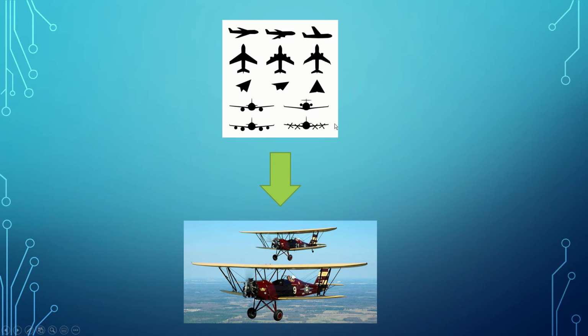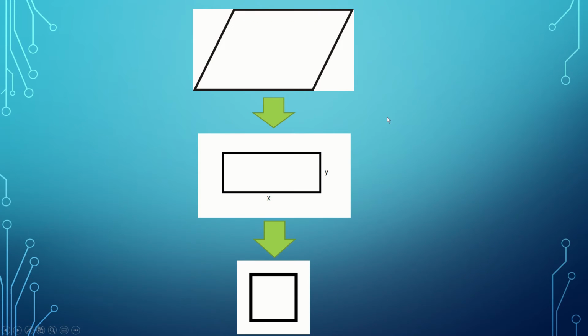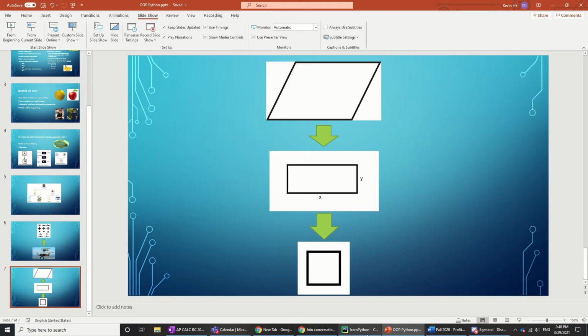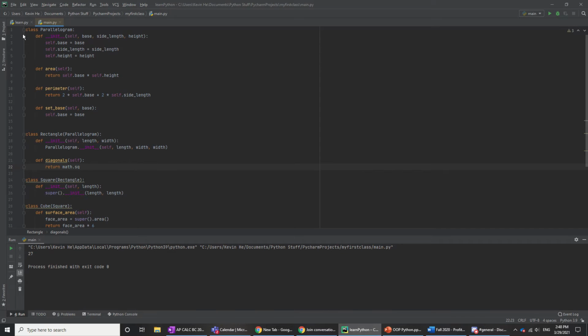Then we'll use our airplane class to make a child class of biplane, because a biplane is a kind of airplane. For multi-level inheritance, we will use a very basic parallelogram, and then a rectangle and a square class. We can do this because a square is a rectangle, which is also a parallelogram, so there's a hierarchy here. We'll write some code so you guys can see it in action.